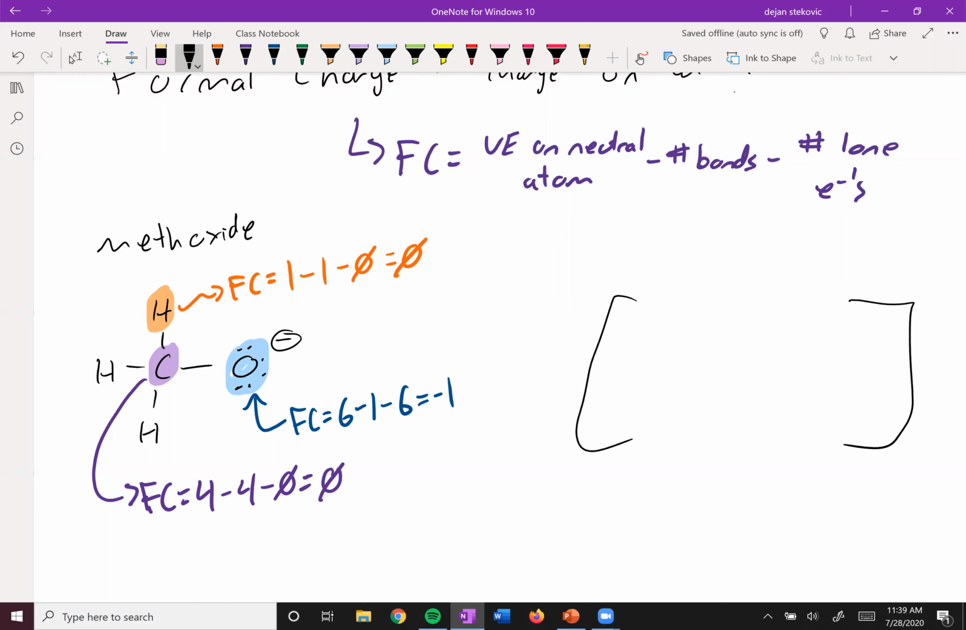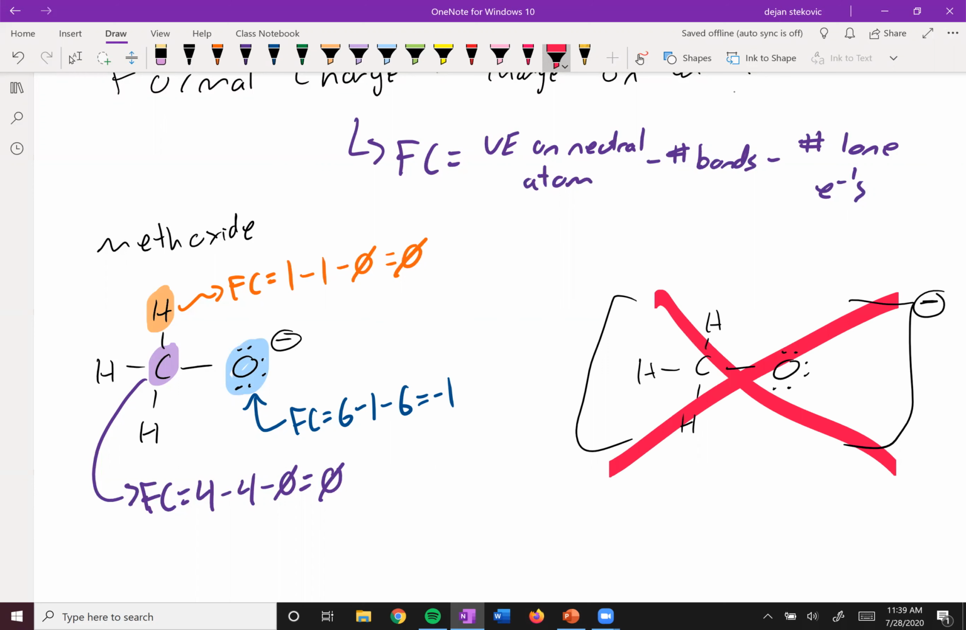Maybe back in Chem 101, you saw something like this, where instead of putting the negative charge on the oxygen, we put it in brackets and then just put the negative charge on the outside. This is no longer acceptable. For our purposes, we need to localize the charge, right? So you must localize charge. That formal charge is not all over the molecule. It's specifically on that oxygen.